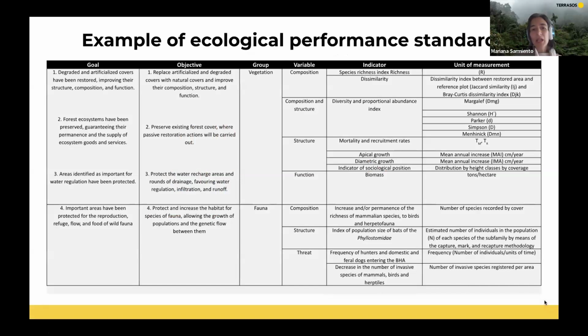These are some of the indicators that we are measuring in some of our projects. This is El Globo specifically, always looking at composition, structure, and function. And there are ecological milestones that are associated to these different types of indicators.